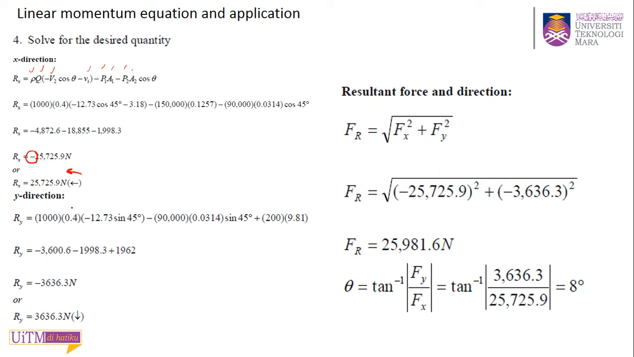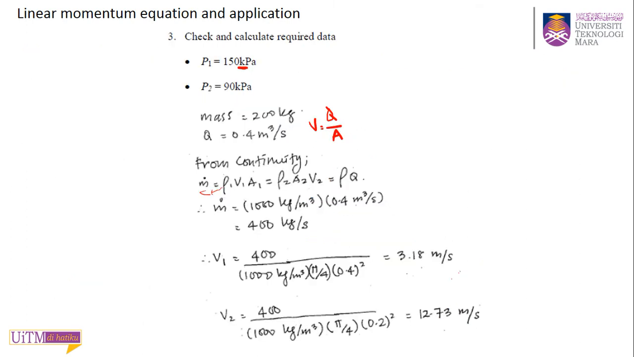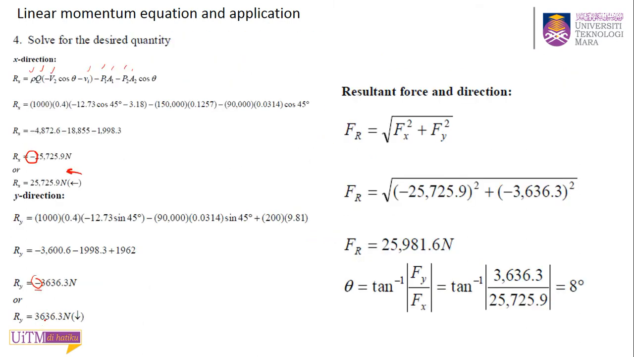Just substitute back in the linear momentum equation in Y, and eventually you will get the value also negative. So that means again the assumption for your direction in Y, upward, is wrong. It should be going downward. The Ry should be going downward. That's why they write the final answer as 3636.3 Newton in bracket arrow downward. This is to tell your direction. The right direction should, I think, be downwards.